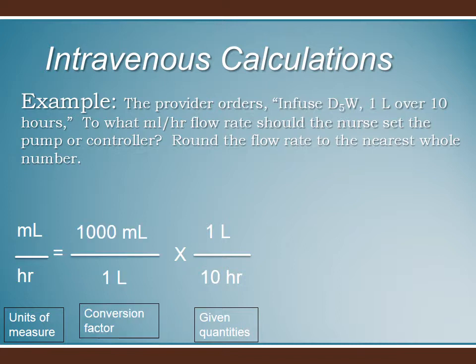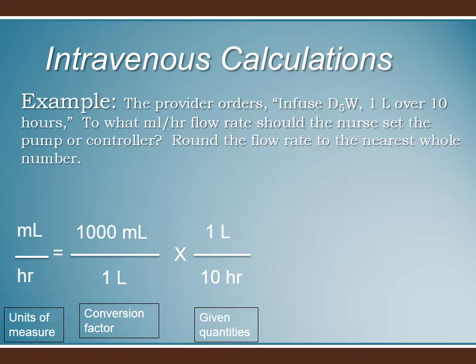Next, do I need to use a conversion this time? I have 1 liter over 10 hours. I need milliliters per hour. Yes, I need to convert my 1 liter to milliliters. So 1,000 milliliters is equal to 1 liter.